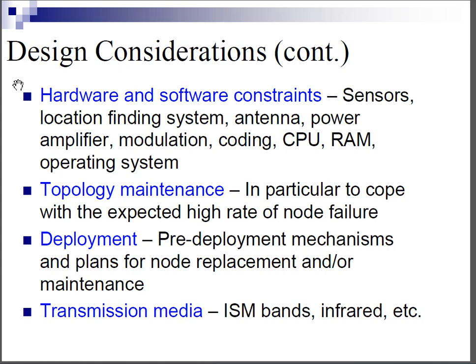Topology maintenance: you must choose a topology that copes with the expected high rate of node failure, as I said. If you go for the ring, one node fails, so the rest of the network fails to operate. The network is down. So there is no point in using such a topology. You have to go for a topology that is suitable for the wireless sensor network.